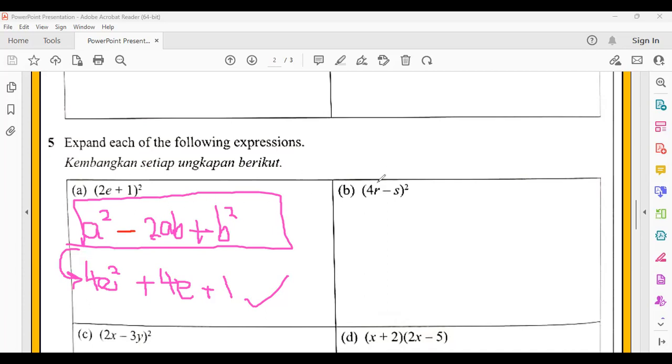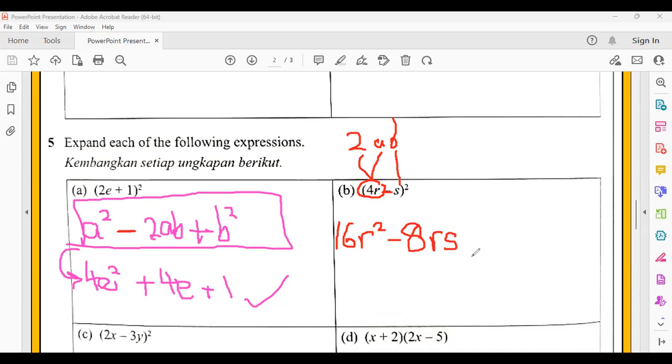So what is a squared? This is your a. Can you guys tell me what is 4r times 4r? I'm going to get 16r squared. You see that? Now I have to use a minus because inside here is a minus. So, minus 2ab. Your a is 4r, your b is s, and that will be times 2. So 4 times 2 will give you 8, and then you have r and you also have s.